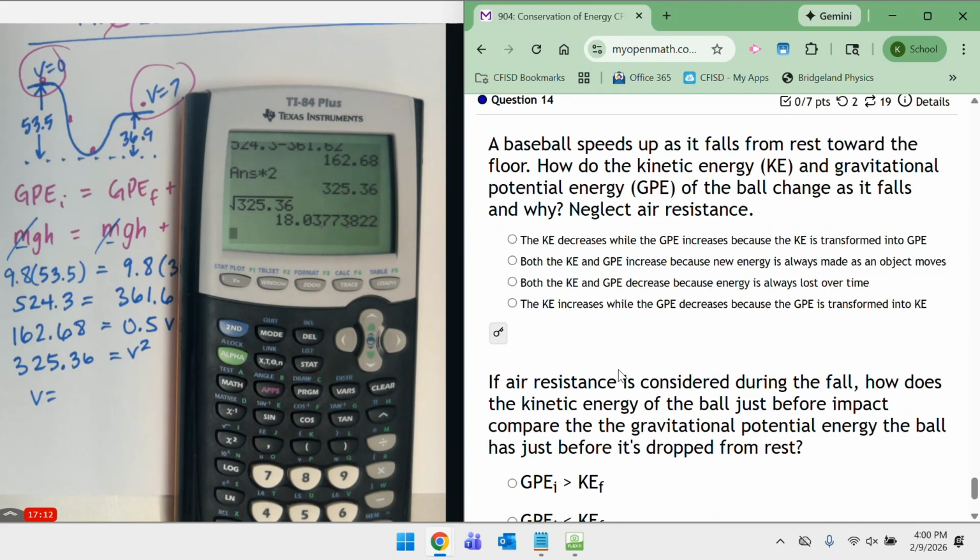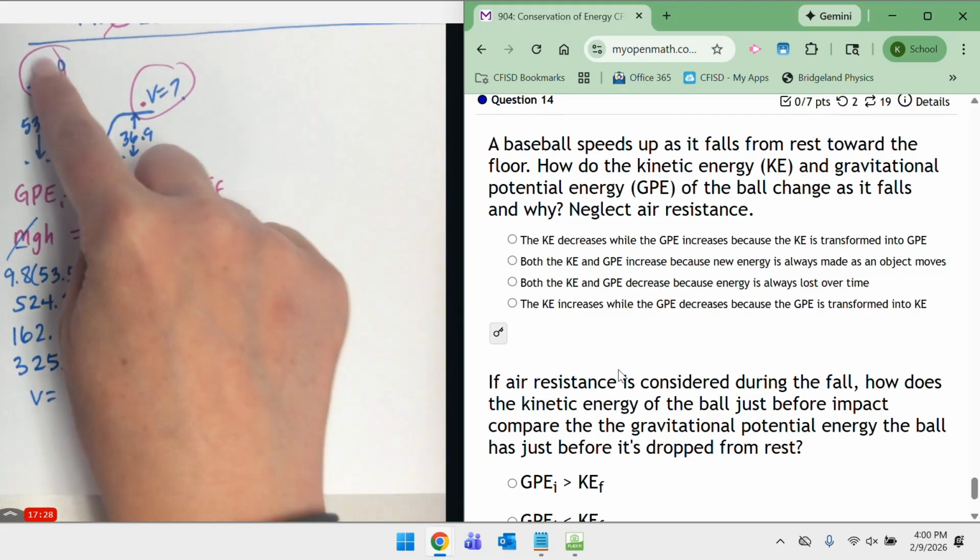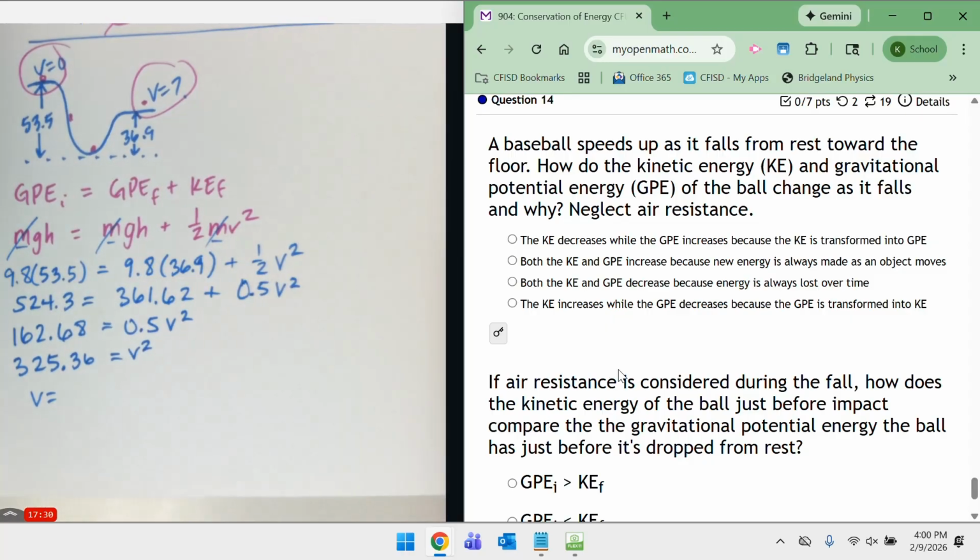A baseball speeds up as it falls from rest toward the floor. How do the kinetic and gravitational potential energy of the ball change as it falls, and why? Again, as something falls, you're going to expect an exchange from gravitational potential energy to kinetic energy, just like here, from gravitational to kinetic as it goes down. Okay, same thing if it's in free fall, same thing if it's a pendulum, it doesn't matter.